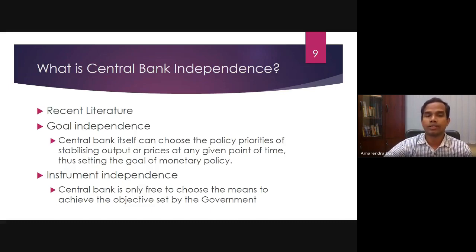But instrument, the second independence that is discussed, is instrument independence. That means the central bank is free to choose the means to achieve the objective set by the government. And in India, we see that the RBI has instrument independence, not goal independence. That is, the RBI can choose which tool to use, whether it is the repo rate, reverse repo rate, bank rate, marginal standing facility rate, cash reserve ratio, or statutory liquidity ratio. All these things are determined by the Reserve Bank. So you can see that the RBI has instrument independence, but not goal independence.